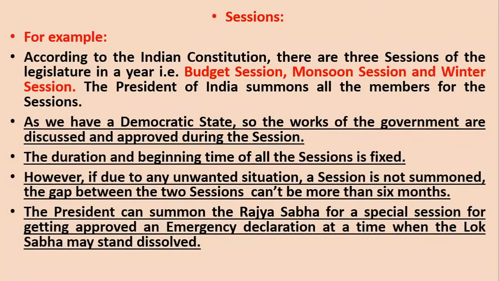Now let us talk about the sessions. This word is very much clear to you that session means, according to the Indian Constitution, there are 3 sessions of the legislature in the year. And which are these sessions? Budget session, which comes in the beginning of the year, that is, budget comes mostly in the month of February. Then monsoon session in the time of monsoon. Only in India the monsoon comes in the month of July, so it's that time. And winter session, winter is in November, December. So according to months and the weather, the names are given.